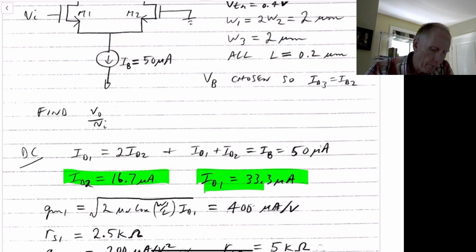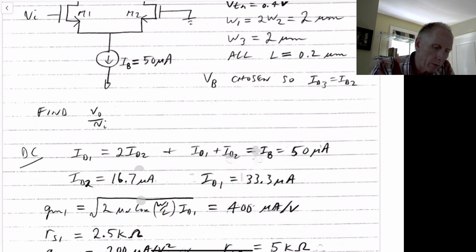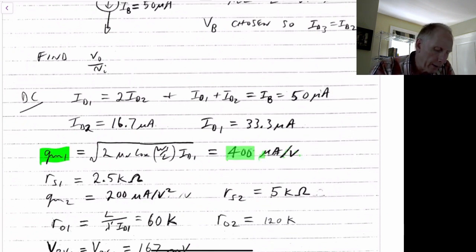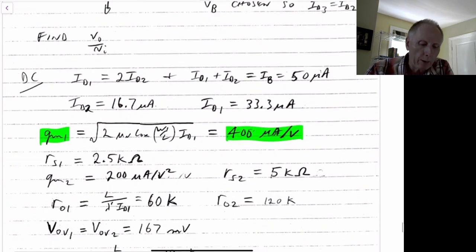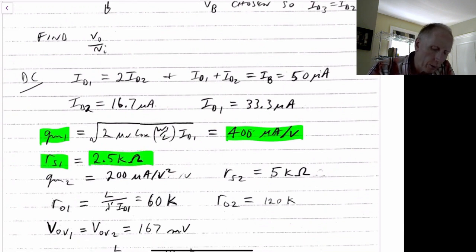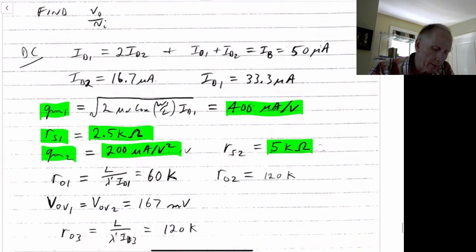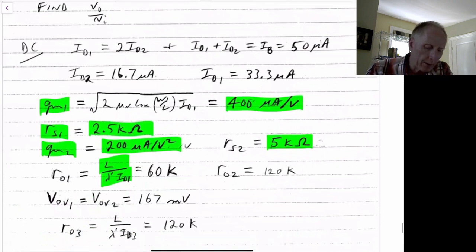From that we can get GM1 and GM2. GM1 is given by this result, which means that RS1, which is 1 over GM1, is 2.5 kilo ohms. GM2 is given by this value here, which means that RS2, which is 1 over GM2, is 5 kilo ohms. We also need to find RO1 and RO2. It's given by this equation here. We are given the length is equal to 0.2 micrometers. Lambda prime was given, and ID1 we've just calculated, so RO1 equals 60 kilo ohms, and RO2 by the same type of analysis is 120 kilo ohms.